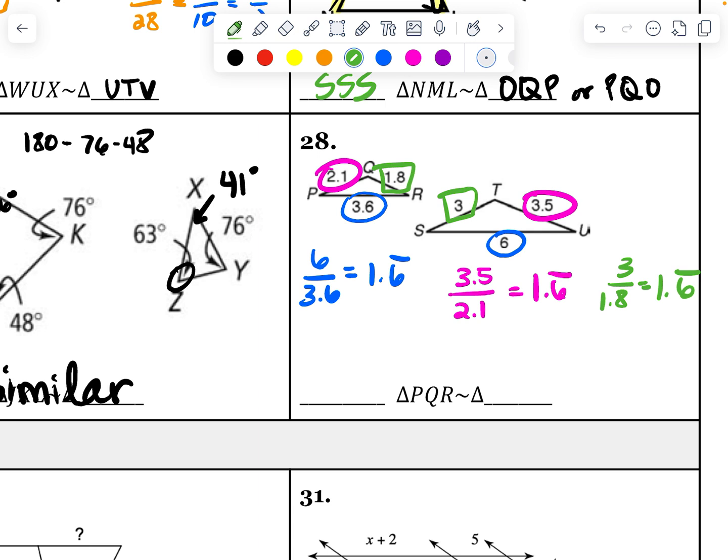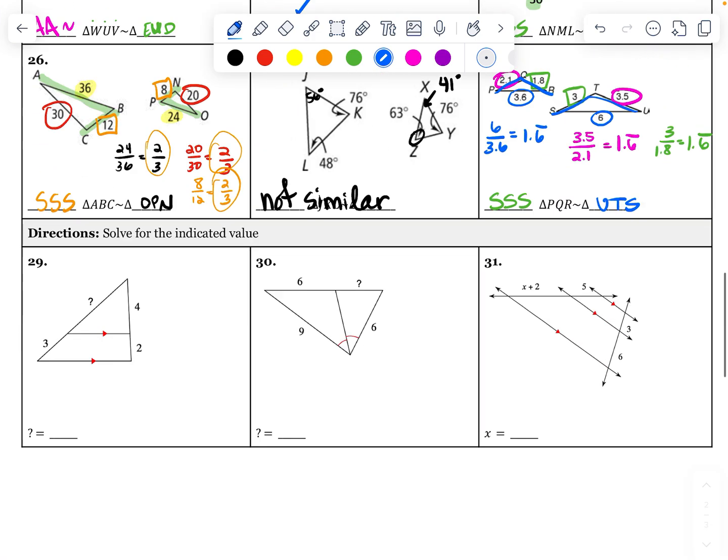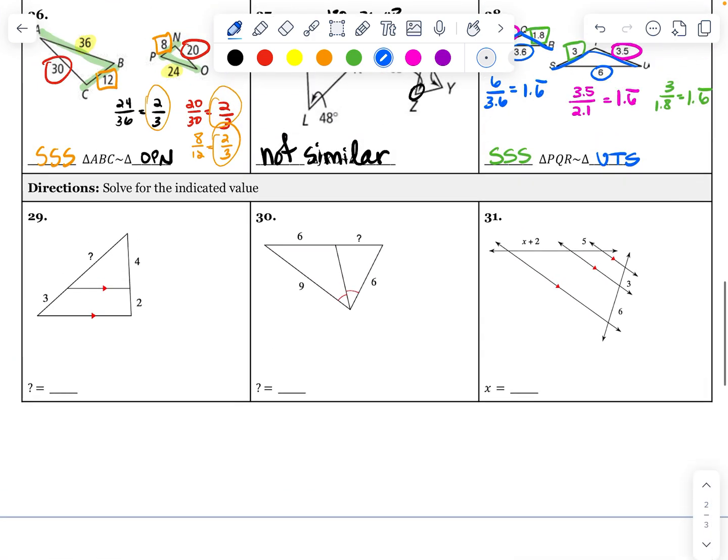All right, so you could not say 1.6 repeating is the scale factor. Yes, it's right, but scale factors are written in fraction form, so we'd have to change that to a fraction, but they didn't ask you for the scale factor. It doesn't matter. This is side, side, side similarity, and PQR is going to be similar to, so it went PQR, so that's pink then green. We got to go UTS. Come back for some more proportions.